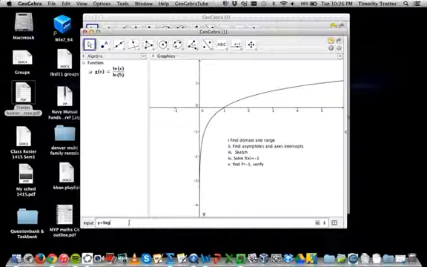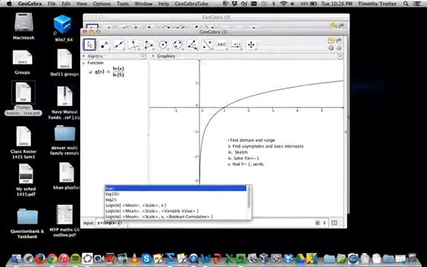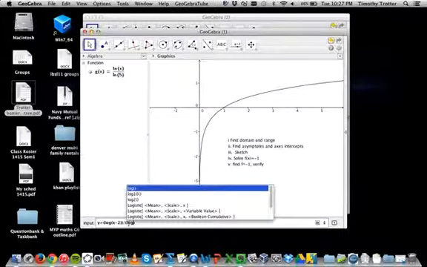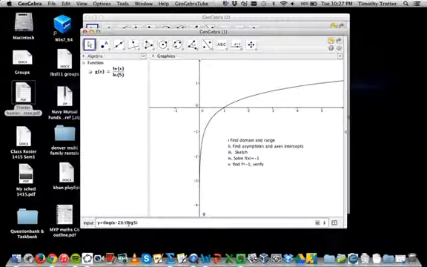So what I'm going to have to do is the log of x minus 2, and I'll have to put these in parentheses, and then I'm going to divide that by log of 5, and then in the end, I've got to add some parentheses here, and then I have to do minus 2.